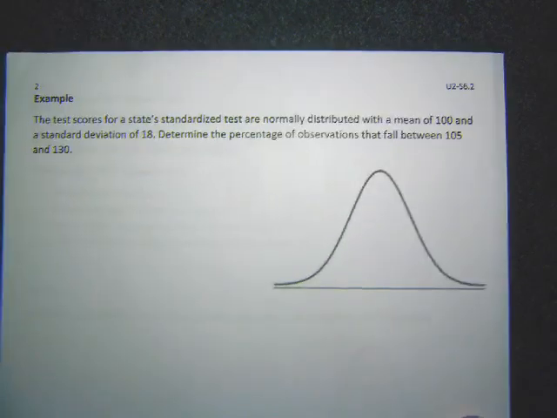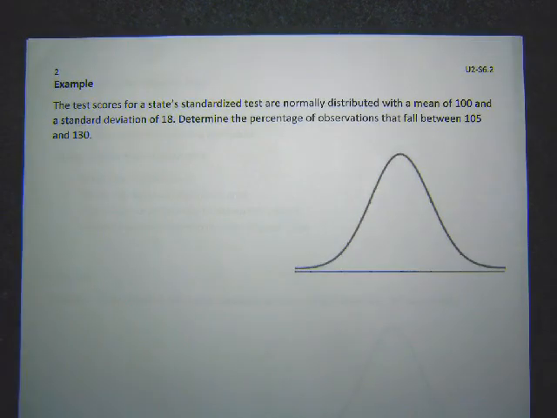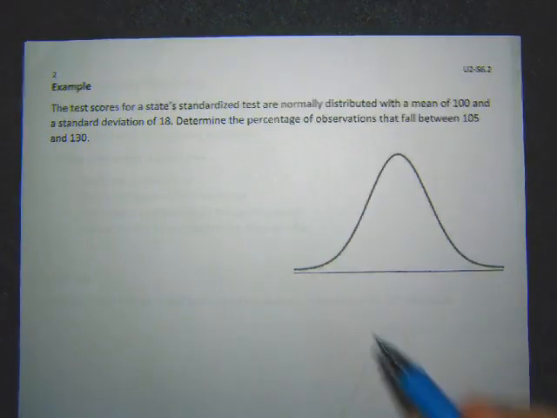Okay, so test scores for a state standardized test are normally distributed. So that's the big word we're looking for. Normally distributed just means it's going to have this shape.